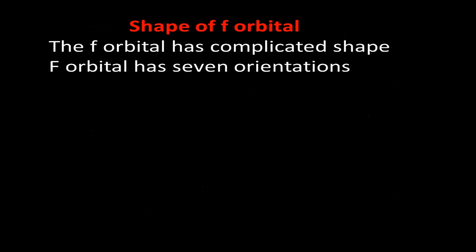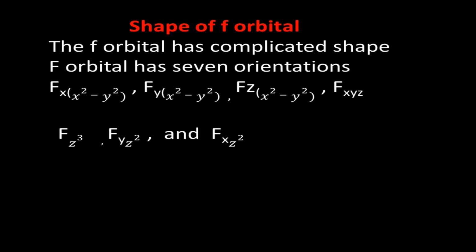Shape of the f orbital. The f orbital has a complicated, complex shape. The f orbitals have 7 orientations, and these are the orientations. The first one is fx(x squared minus y squared), fy(x squared minus y squared), fz(x squared minus y squared), then fxyz, fz cubed, fyz squared, and fxz squared. So these are the 7 orientations of the f subshell.